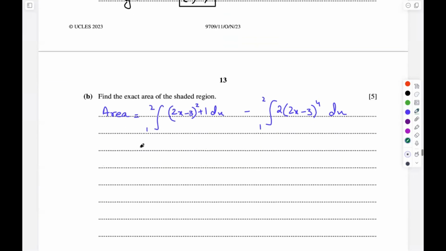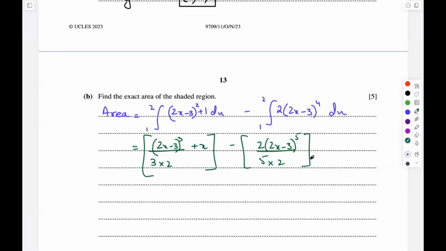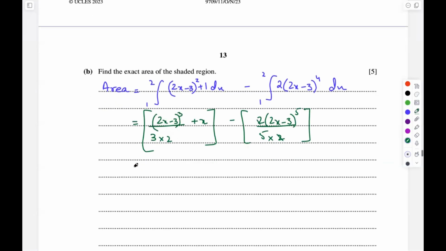In the first step, integrating both the equations, we'll get (2x minus 3) whole cube. We'll divide it by the new power, which is 3, and also divide by the derivative of 2x minus 3, which is 2. Integrating 1 will become x. Integrating the second equation, we'll get 2 into (2x minus 3), where the power will increase by 1 and become 5. We'll divide it by the new power, which is 5, and also divide by the derivative of 2x minus 3, which is 2. So this 2 and 2 will cancel out.